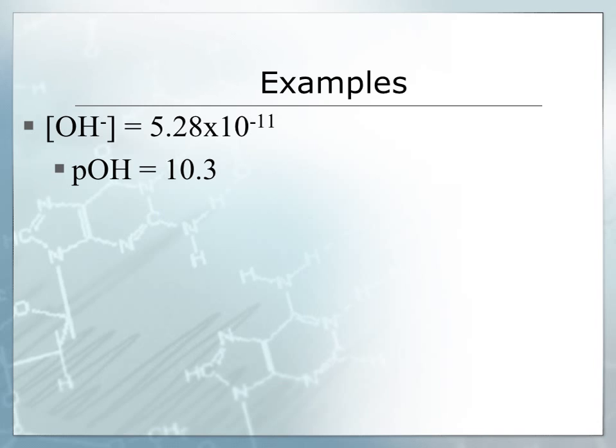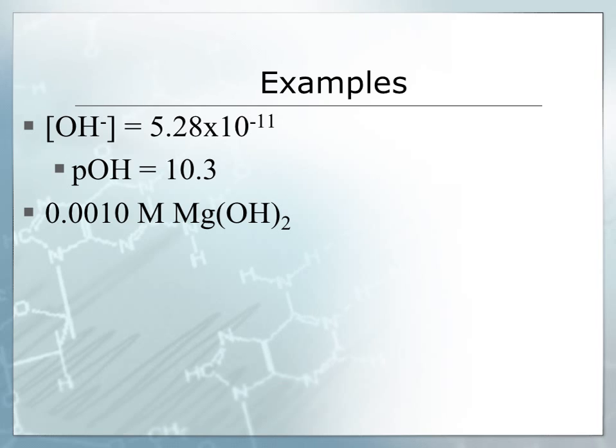To get the pH of the solution, you would need to subtract this value, 10.3, from 14 to get the more standard pH that you would compare with that scale. So a pOH of 10.3 would actually be representative of an acidic solution, because your difference would be 3.7.